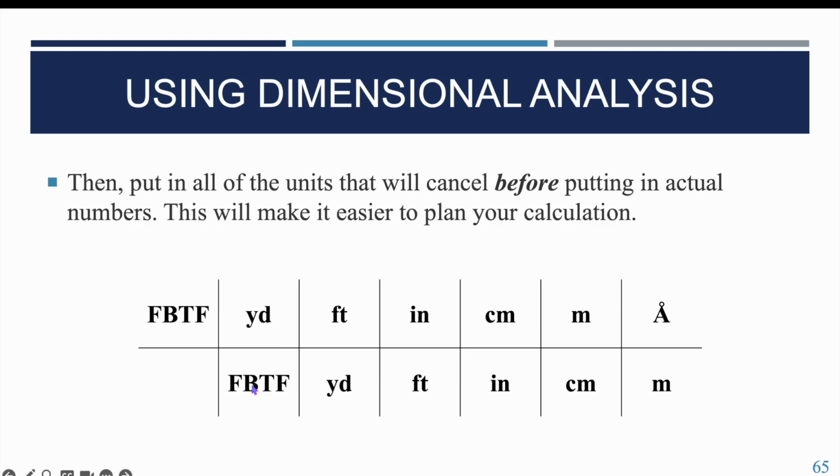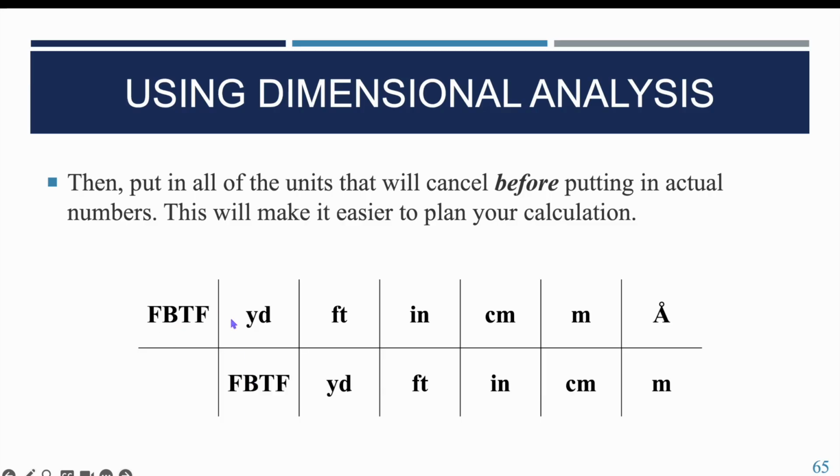So first we need to go from fruit by the foot to yards, from yards to feet, from feet to inches, inches to centimeters, and centimeters to meters, and then meters to angstroms. That's what this symbol right here is, an angstrom. It's about the width, I think, of... it's what we measure the size of atoms on. So that's what we're going to do here.